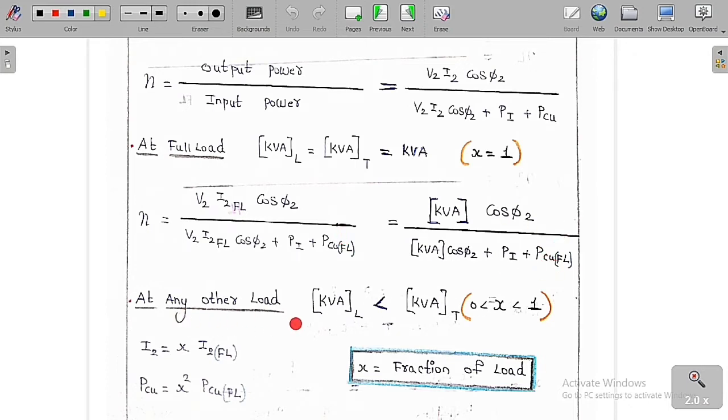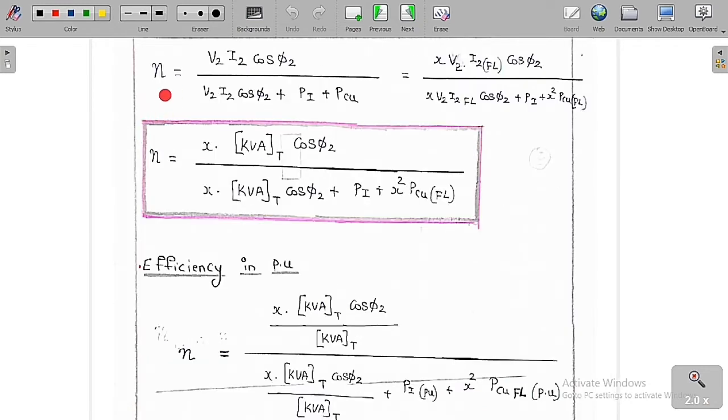At any other load, meaning the kVA rating of the load is lesser than the kVA rating of the transformer, X is going to lie between 0 and 1. X is called the fraction of the load. As I have already told you, at any other load the current is equal to X times the I2 full load, or we can say the copper loss at any other load is equal to X square times the copper loss at full load. So I2 is equal to X times I2 at full load, or copper loss at any load is equal to X square times the copper loss at full load, where X is called the fraction of the load.